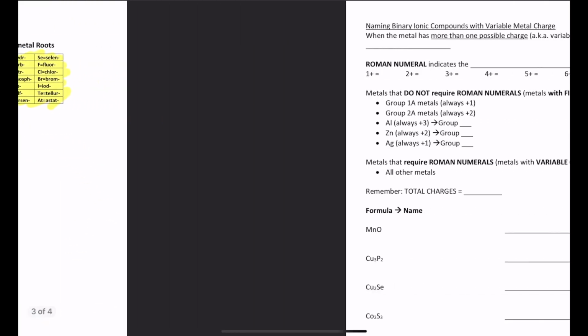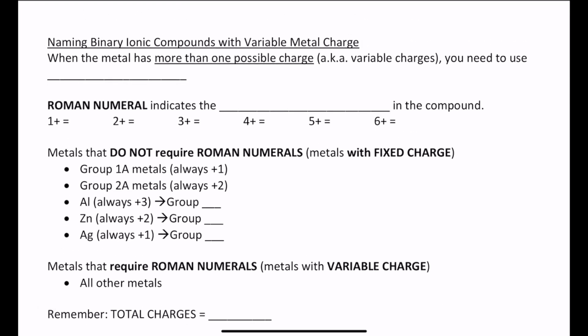Okay, let's move on to naming ionic compounds with variable metal charges. And by the way, whenever we say binary, we just mean there's two different things in there, like a metal and a non-metal. So whenever we're looking at a metal that's not in group 1 or 2, for example, the vast majority of our transition metals, they're going to have more than one possible charge. And some people might say, oh, they have variable charges. In this situation, whenever you name these ionic compounds, you're going to have to use Roman numerals.